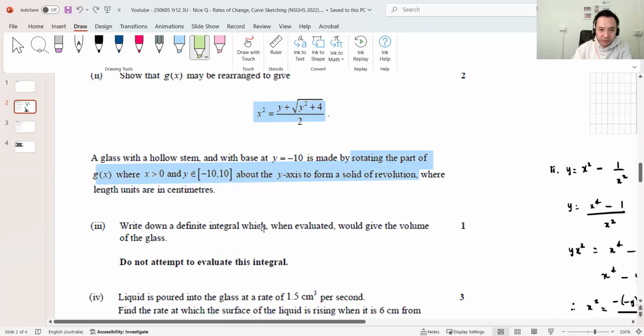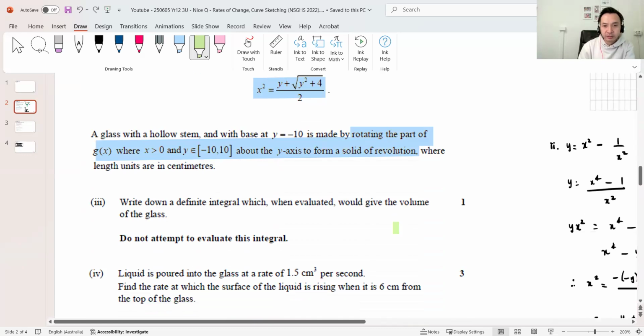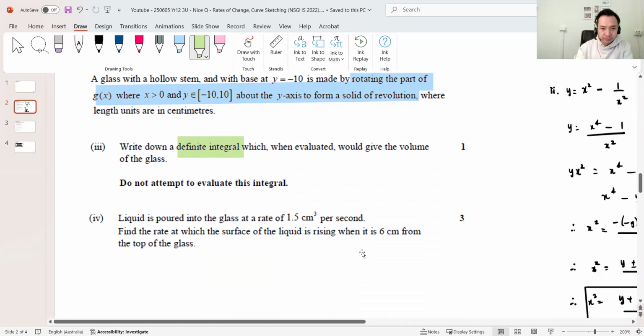Write down a definite integral which, when evaluated, will give you the volume. Okay, I can do that. So just integrating the volume, pi x squared. Oh, do not attempt to evaluate this. Good, because I think it would be fairly hard. And then part 4: liquid is poured into the glass. That's created by the volume upstairs, so I won't do that yet. That's a fact. All right. Let me see.